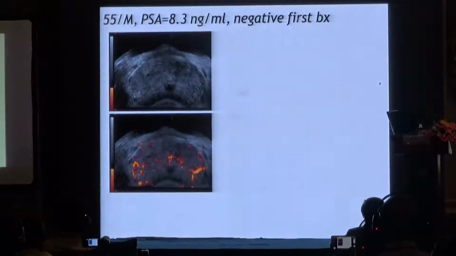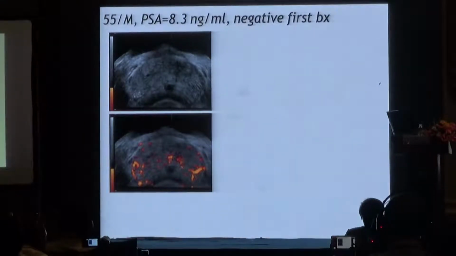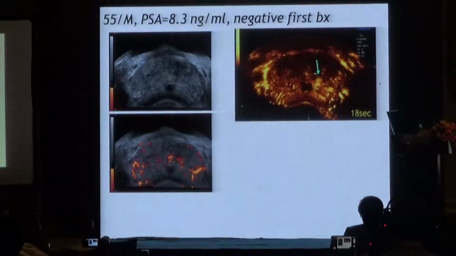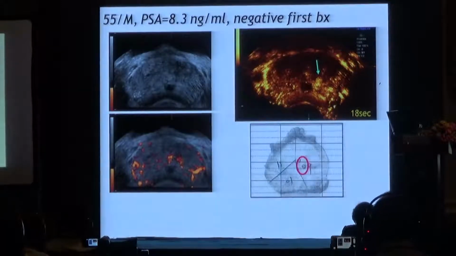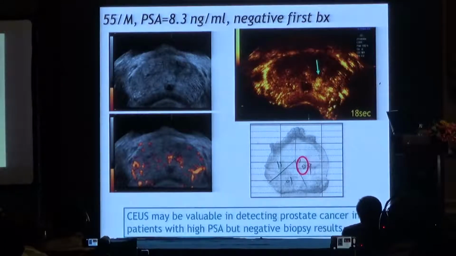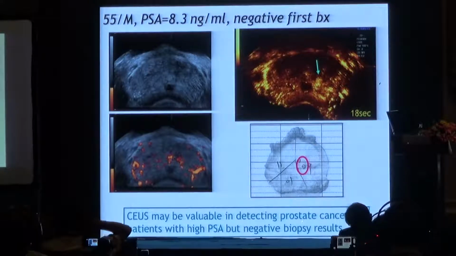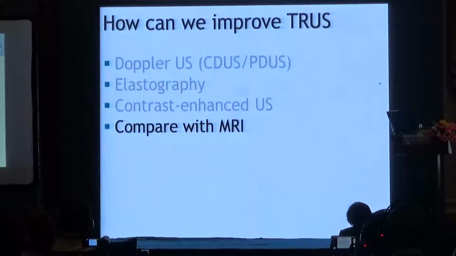Another similar patient, PSA 8.3, negative first biopsy, planning a second biopsy. We cannot localize the lesion, and with contrast enhanced ultrasound, definitely here is the lesion. The biopsy was done for this lesion, and prostate cancer was confirmed. And this is the pathology specimen mapping, and it shows only this area is abnormal. So contrast enhanced ultrasound may be valuable in detecting prostate cancer lesions, especially in patients with high PSA but negative first biopsy results. In those cases, contrast enhanced ultrasound is very helpful in localizing the lesion for a second biopsy.